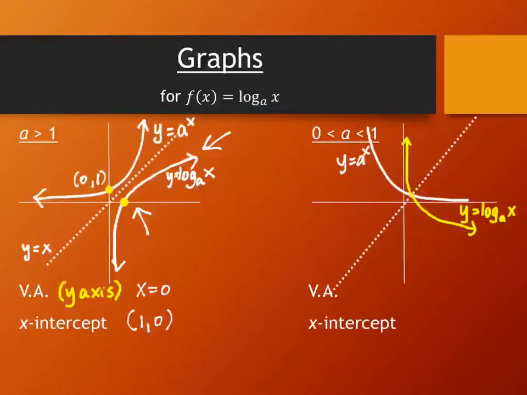The interesting thing is that the vertical asymptote and the x-intercepts don't change. So my vertical asymptote here is still the x-axis, I said it wrong again, the y-axis, which is x equals 0. And the x-intercept is still 1, 0.